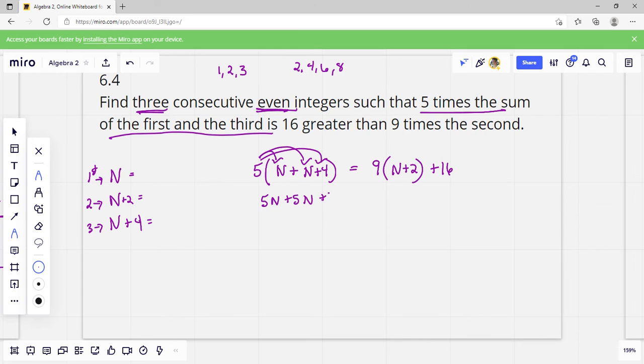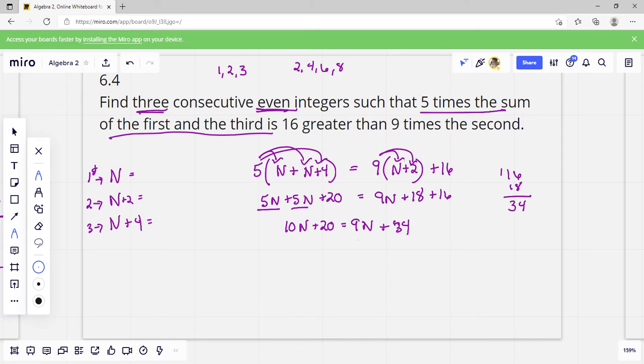5 times 4 is 20. 9n plus 9 times 2 is 18. This one right there. Plus 16. Now I'm going to combine like terms. So 5n and 5n will be 10n plus 20 equals 9n plus 16 plus 18. 14, 34.